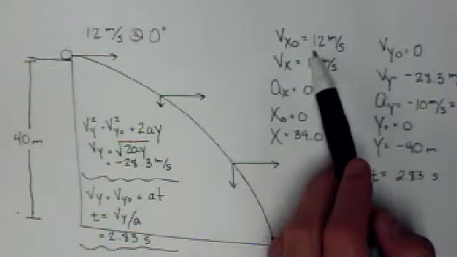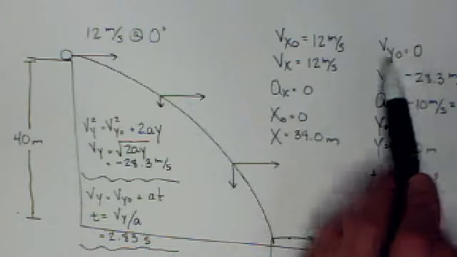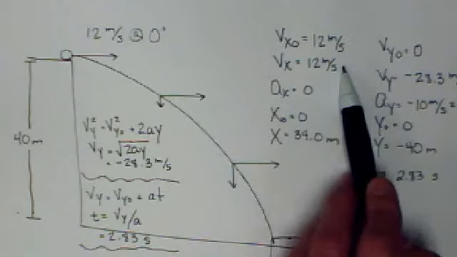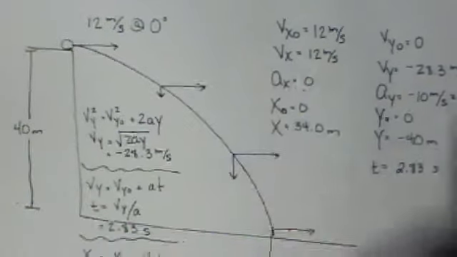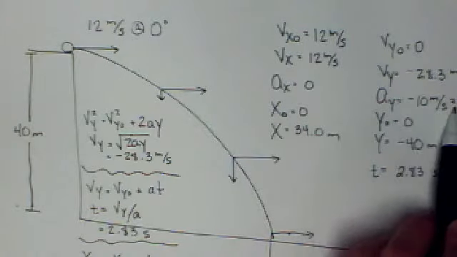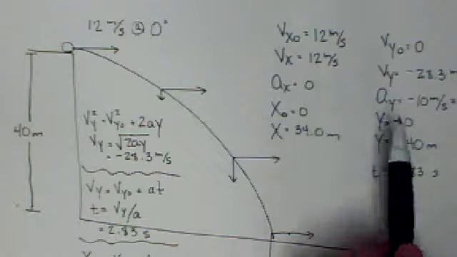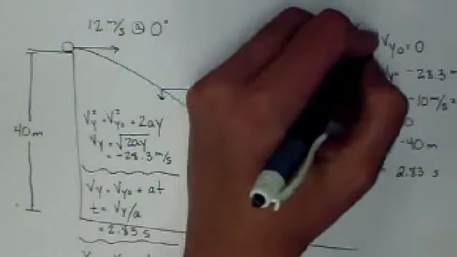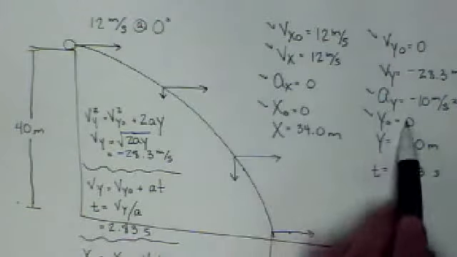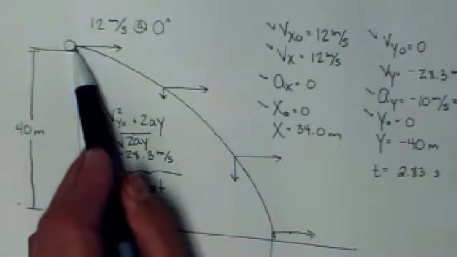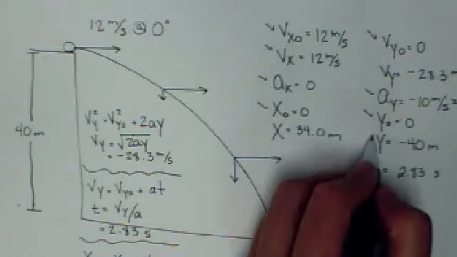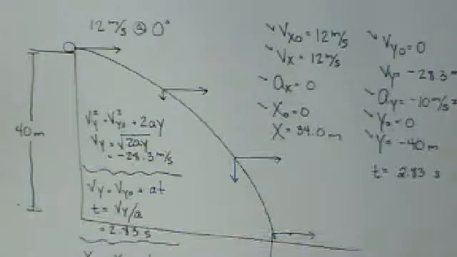Okay, so I've got my Vx naught and my Vy naught. Vx is equal to Vx naught. There's no change in horizontal velocity. Horizontal acceleration is 0. Vertical acceleration is -10. X naught and Y naught are 0, so we've covered these bases. Remember, where it very first begins is the origin of the problem, so 0 is up here. The ground down here would be -40 because the ball fell down 40 meters.